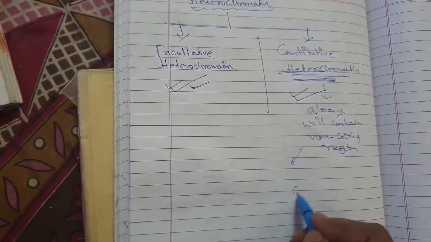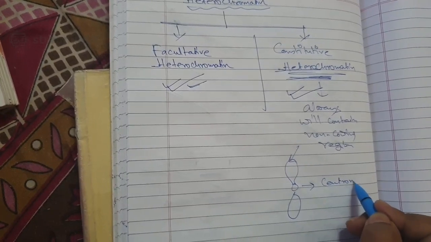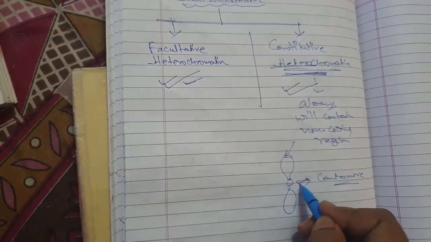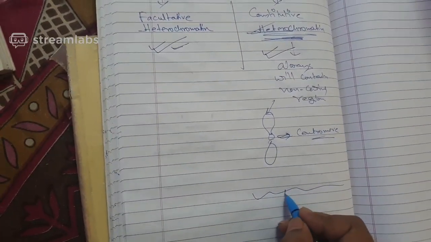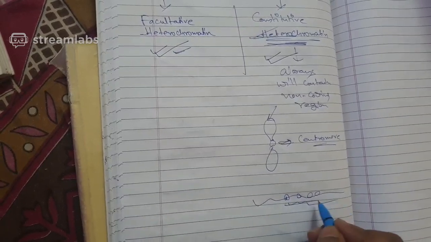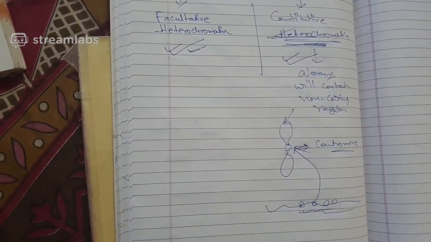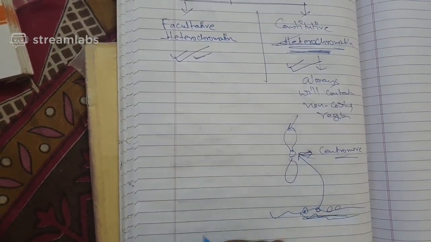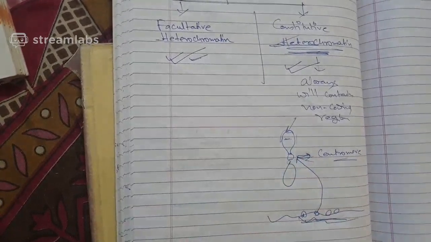Like for example, the centromere of the chromosome is formed of constitutive heterochromatin. In the chromatin thread, wherever there was the constitutive heterochromatin which never codes, that goes into the centromere. And you can understand why. Because these genes are not being expressed, so the expressive genes should be here.